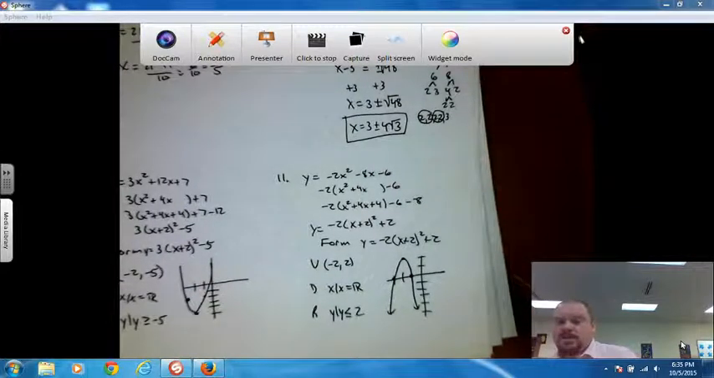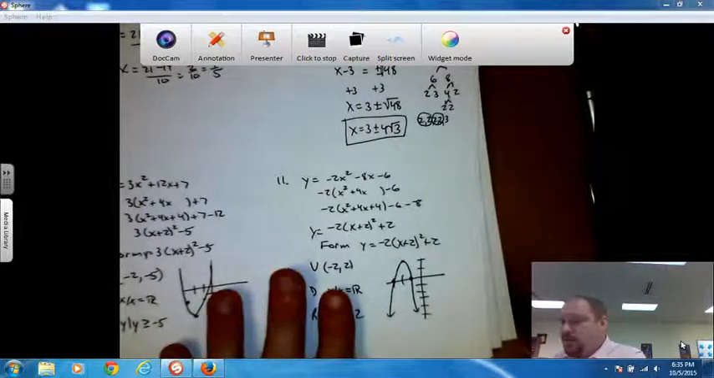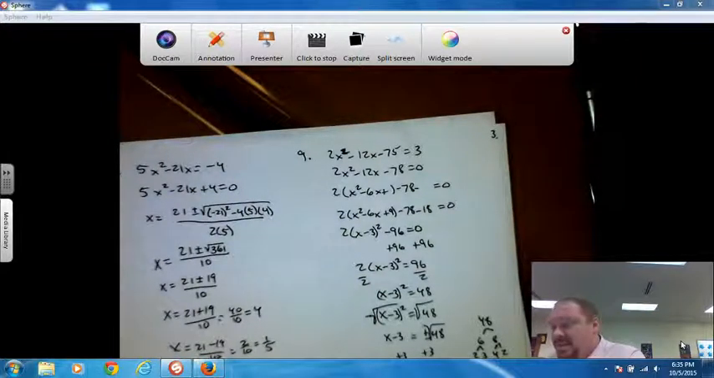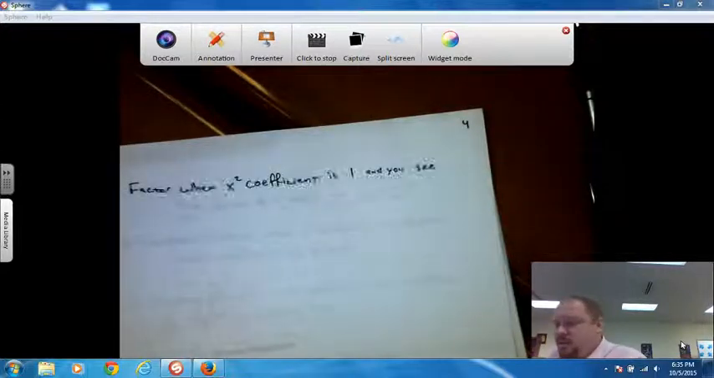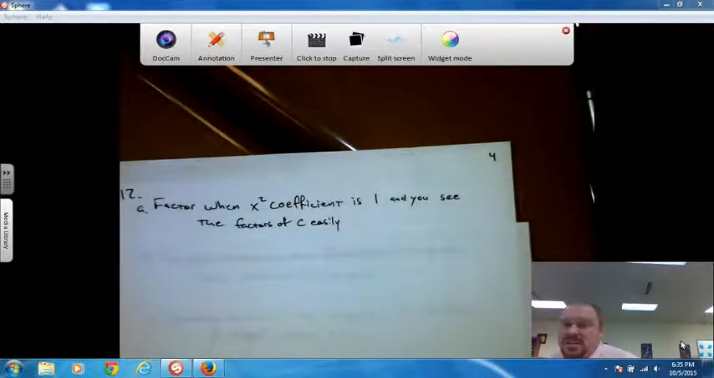So those are the end of the questions in the graphing section. Now, the next several questions ask how do you know when to solve via this method? Those are questions that are simply just written out. So, if I am given a quadratic equation, I factor when the coefficient of x squared is 1, and you see the factors easily, meaning the factors that give you that last number.